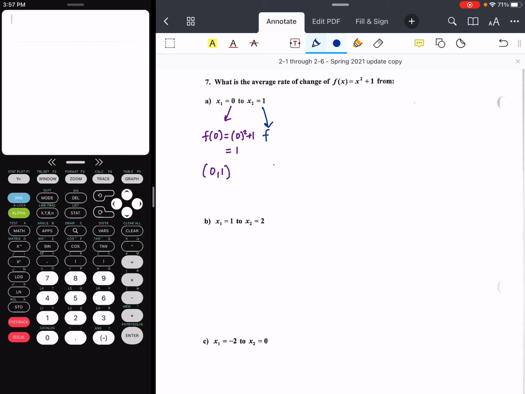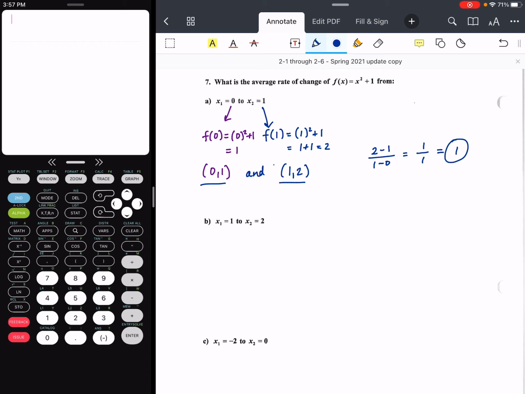And then for x equal to 1, if I evaluate f of 1, this would be 1 squared plus 1, which equals 1 plus 1, which equals 2. So this tells me if x equals 1, y equals 2. So I'm finding the slope between these 2 points. 2 minus 1 over 1 minus 0 gives me 1 over 1, positive 1. So that's my average rate of change.